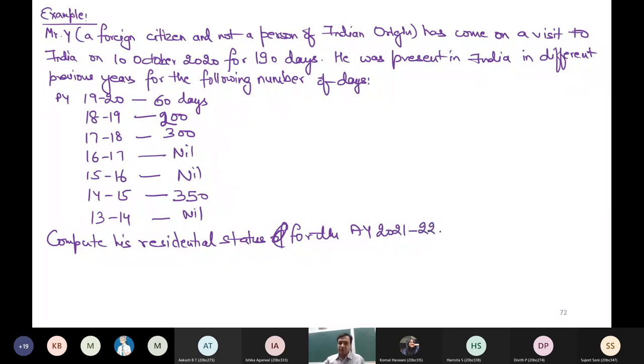Mr. Y, a foreign citizen and not a person of Indian origin, has come on a visit to India on 10th October 2020 for 190 days. He was present in India in different previous years for the following number of days: previous year 19-20, 60 days; 18-19, 17-18, 16-17, 15-16, 14-15, 13-14. Compute his residential status for the assessment year 21-22. Take your time and try to tell me what is the answer. In fact, I also don't know the answer, so we all will check whether we are getting the same answer or not.